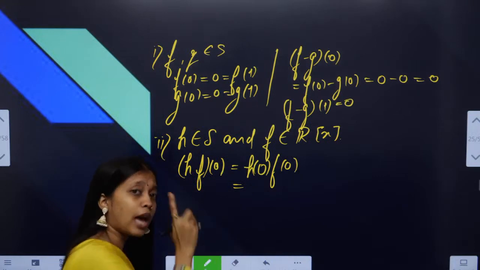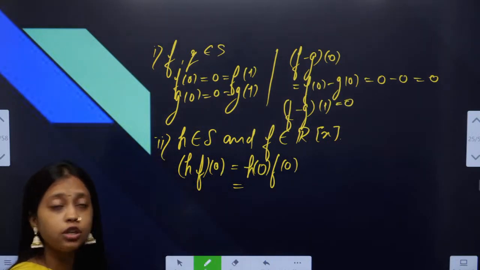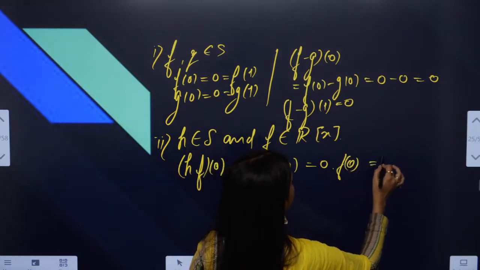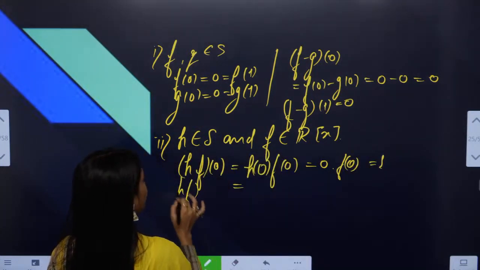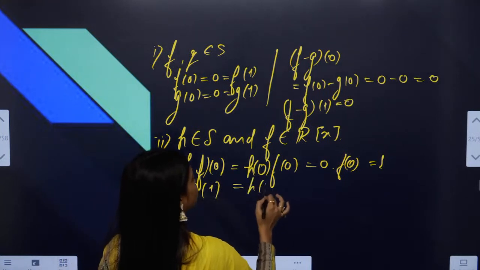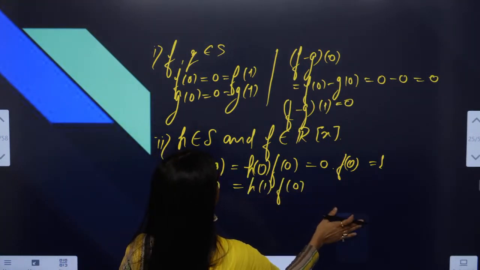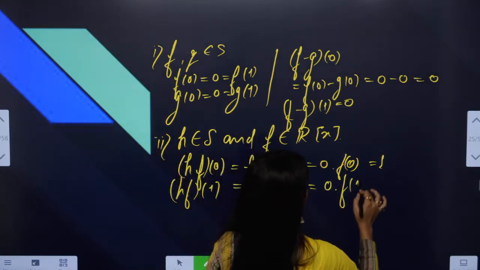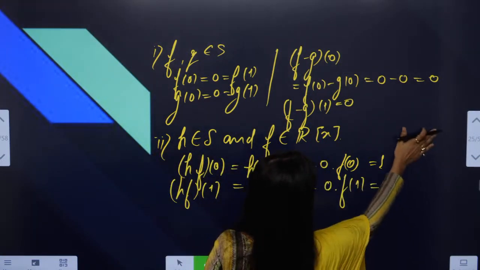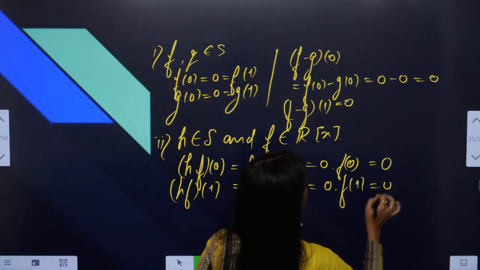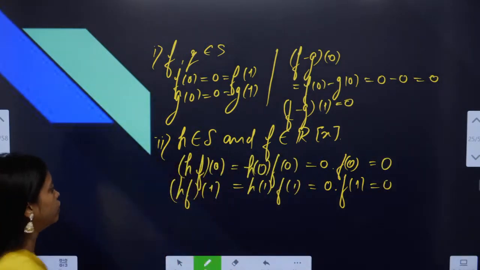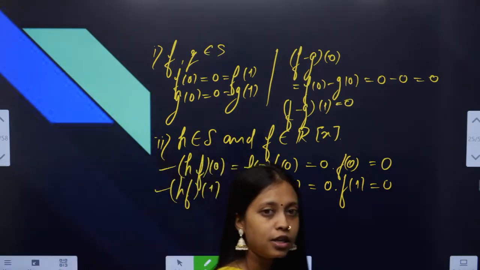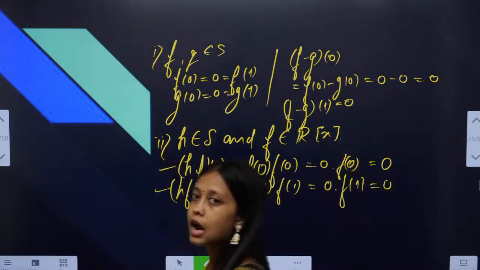h belongs to capital S, that means h of 0 is 0. This is 0 multiplied by f of 0, the answer is 0. Do the same calculation for 1 as well. h of 1 times f of 1 is 0 multiplied by f of 1, this is 0. So, proved. Therefore, hf belongs to S. Both the parts are done, so you have proved that S is an ideal.